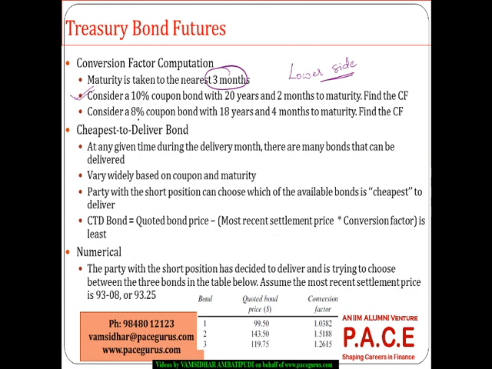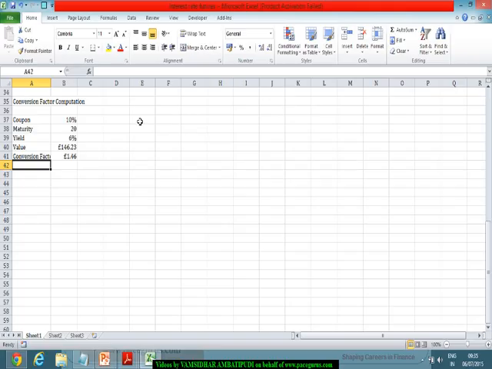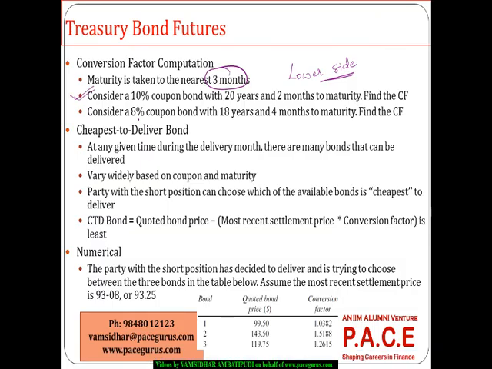Now if there is any other bond, I'll look at the most recently quoted futures price. I multiply it by this conversion factor to find the amount that should be received by the short position on this bond.